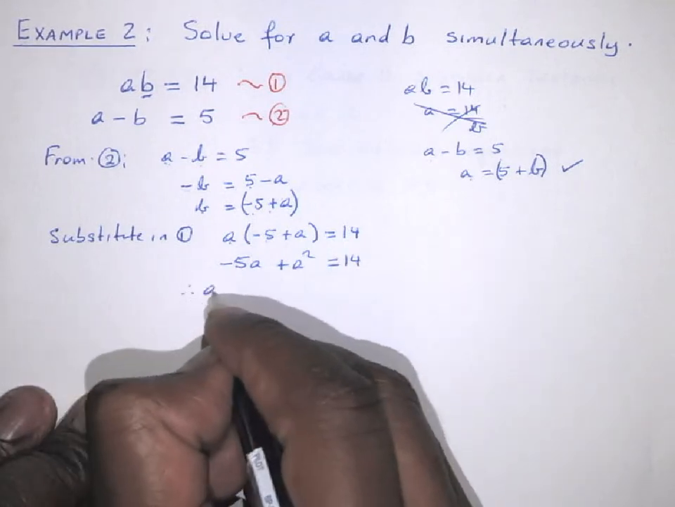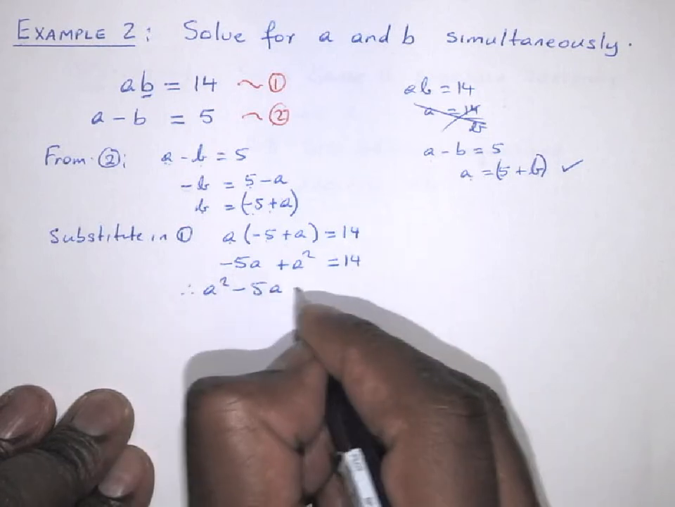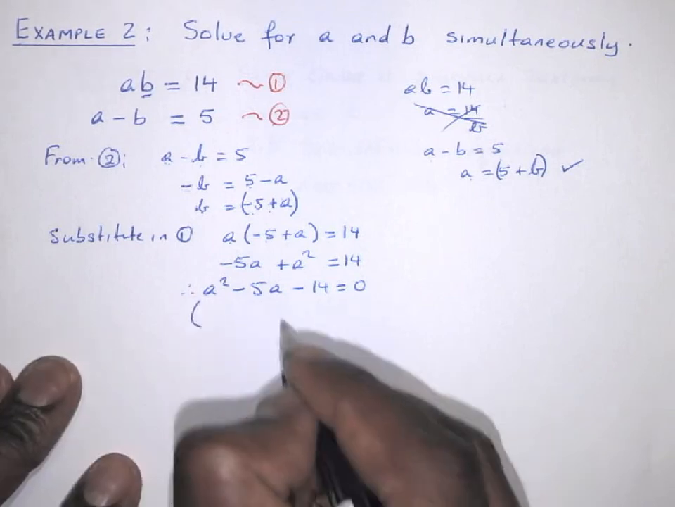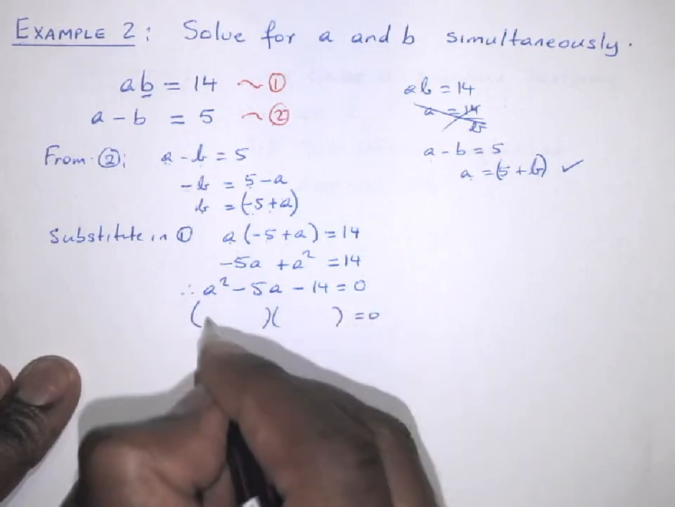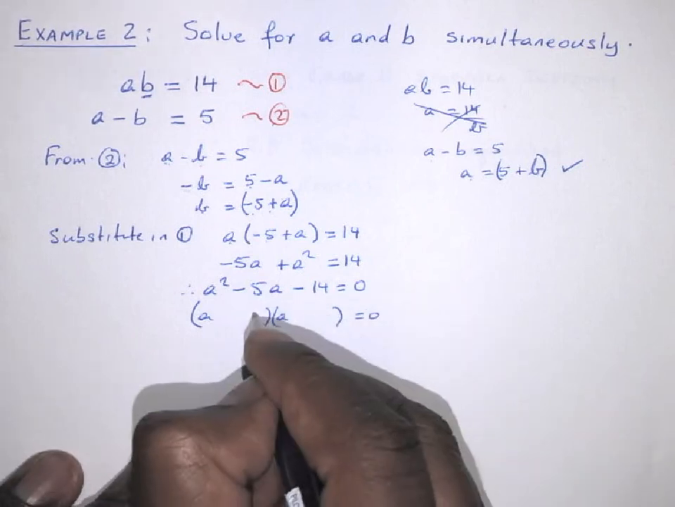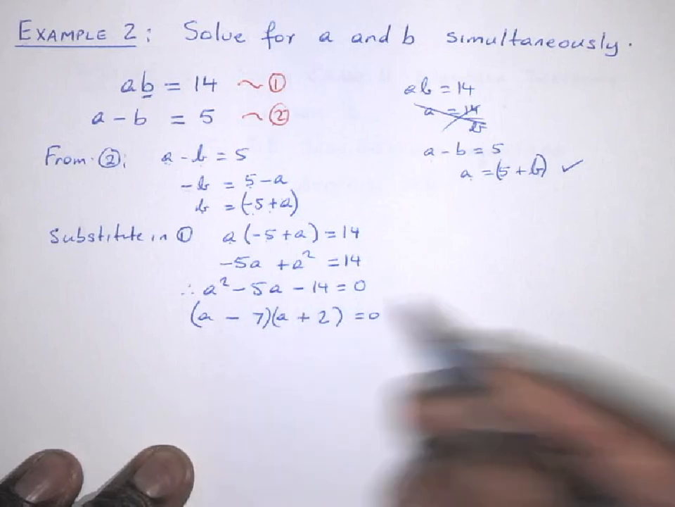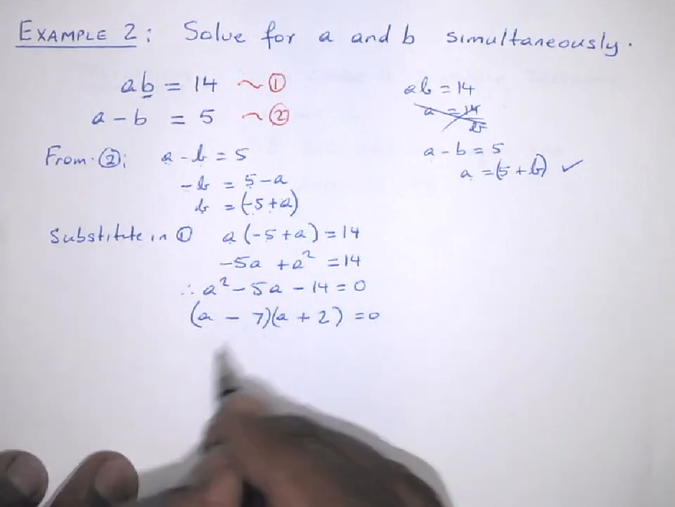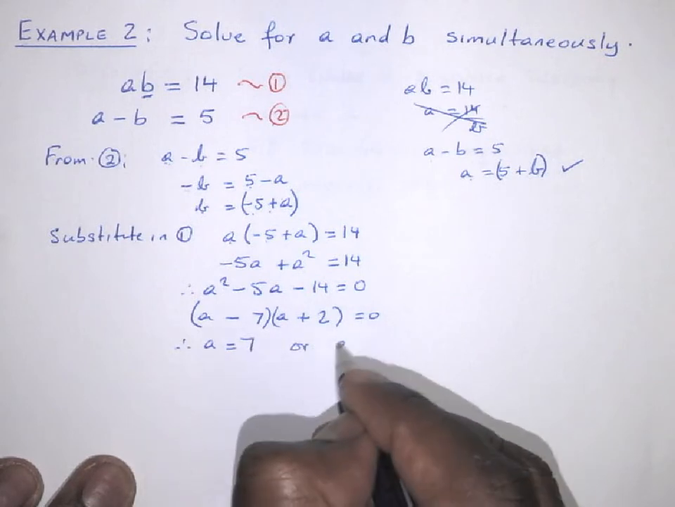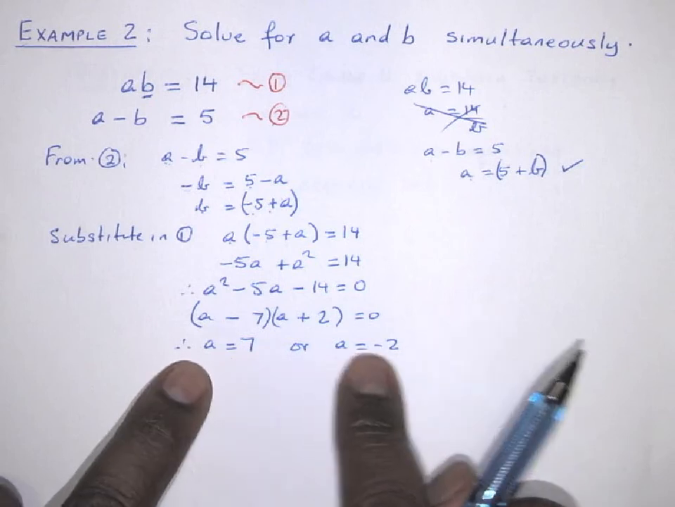Therefore, I can say a squared minus 5a. I've just rearranged this. Take this across. It's minus 14, which is equal to 0. Now I can factorize this: two brackets equals 0. So I've got an a and an a. Factors of 14, surely there should be a 7 here or a 2 there, and there'll be a minus and a plus, from grade 10. So from here, a is equal to 7, or here a is equal to minus 2. Now a is 7, a is minus 2.